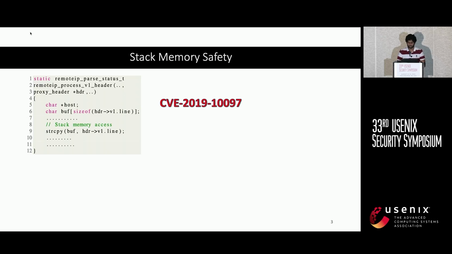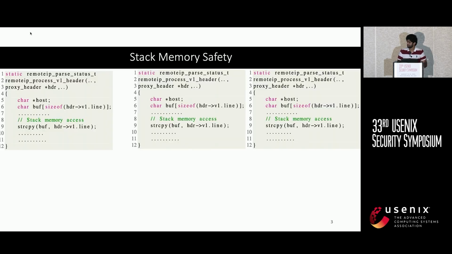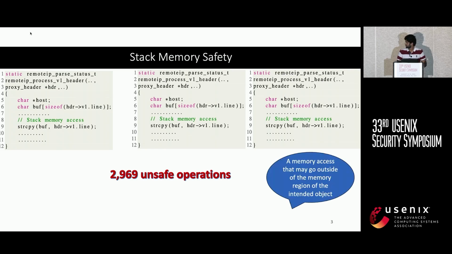One way to find these potential memory errors is to use static analysis. We could use value range analysis specifically, and you could find such potentially unsafe operations in Apache. Specifically for Apache, we find that there may be up to 3,000 such unsafe operations. By an unsafe operation, I refer to a memory access that may go outside of the bounds of the memory region of the intended stack object.